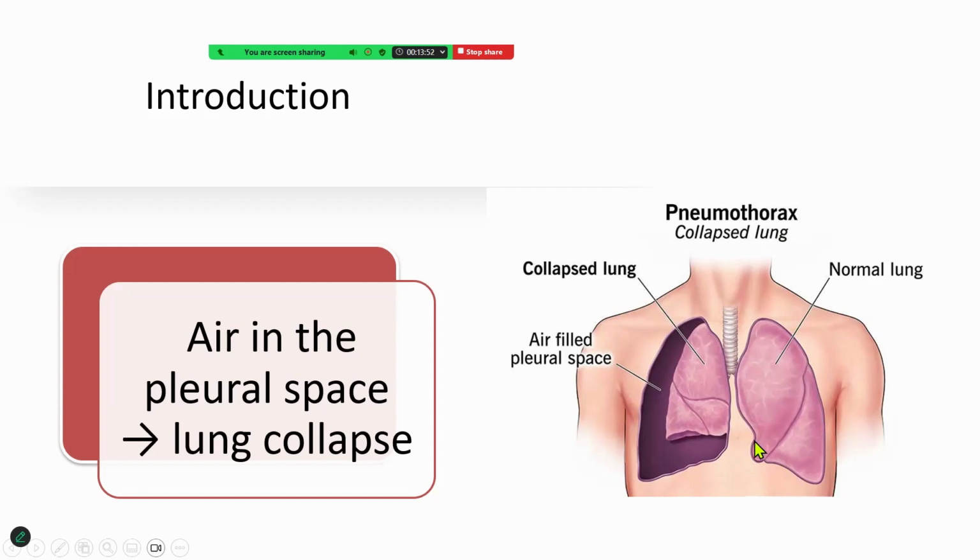If you see the normal lung, the pleural surfaces are closely opposed together, but when air leaks from the lung into the pleural space, that compresses the lung, causing it to collapse. And this air in the pleural space is called the pneumothorax.